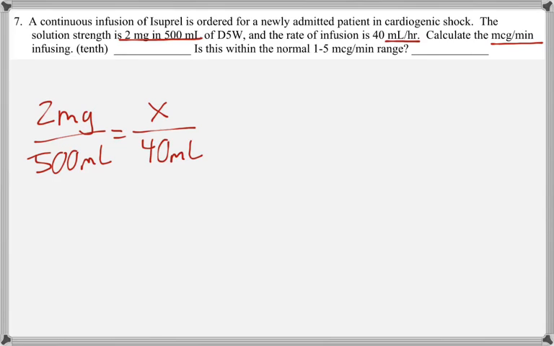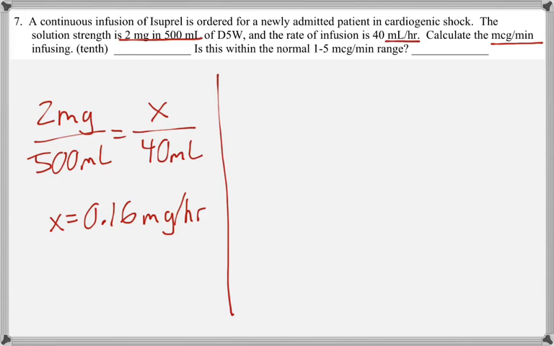40 times 2 divided by 500, and we get 0.16 mg per hour. So I have the rate in mg per hour, but I want it to be in mcg per minute. So I need to convert mg to mcg by moving my decimal place 3 places.